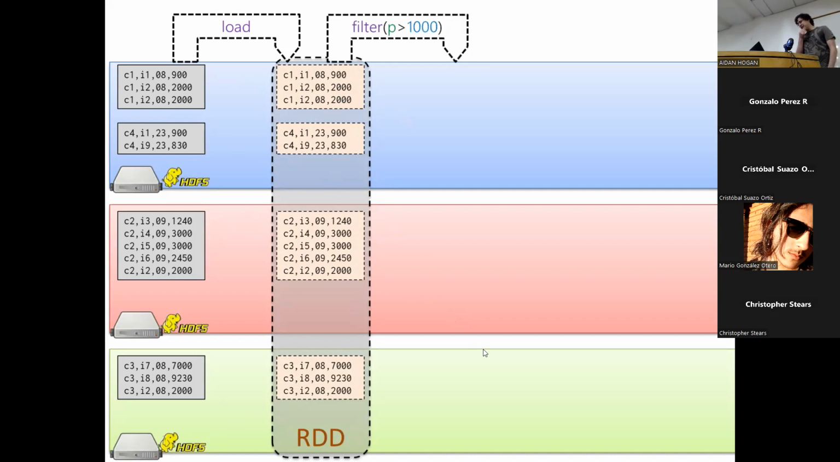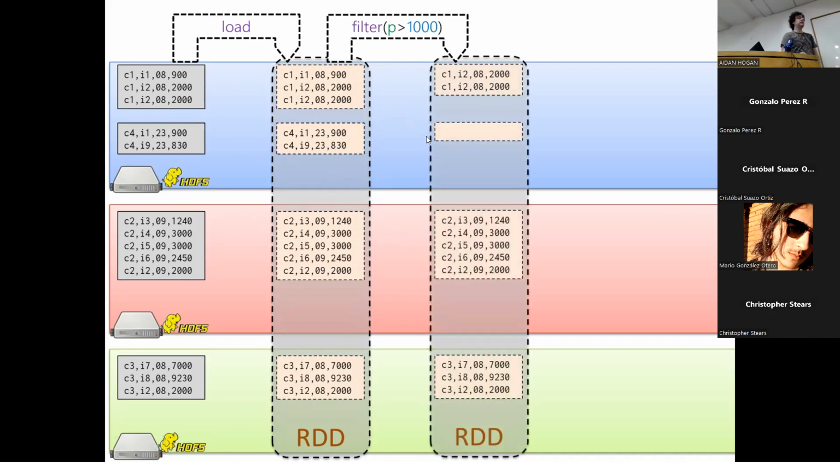Then we apply a filter. So we say the filter P greater than 1000. We want to filter such that we leave only those products that have a price greater than 1000. This produces another RDD. So it transforms one RDD into another.